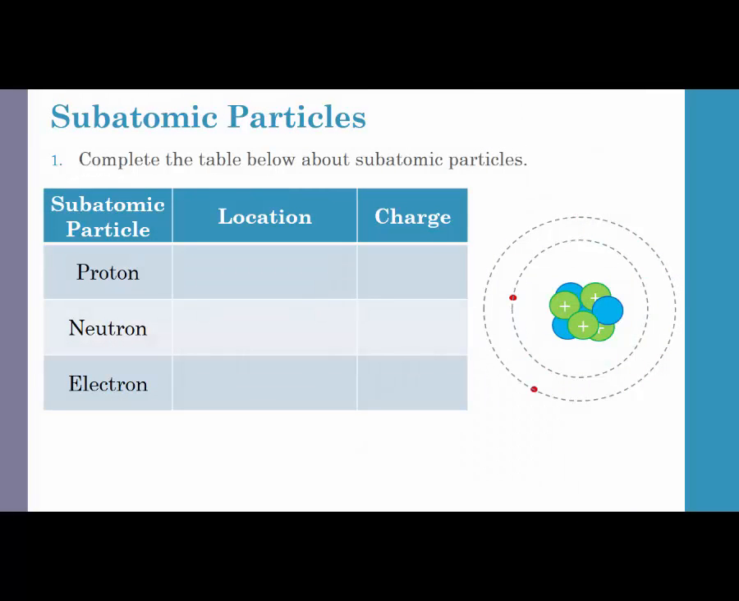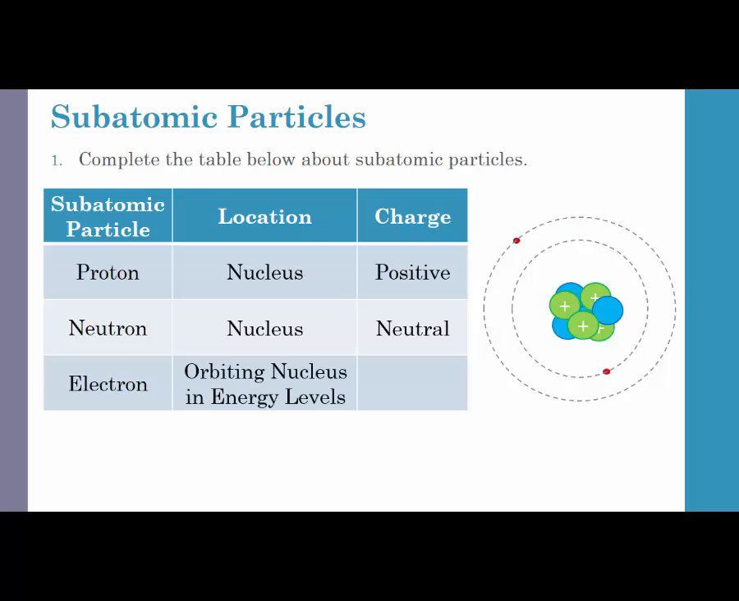First question is about subatomic particles. The subatomic particles that make up the atom are the proton, neutron, and electron. The proton and neutron are both found in the nucleus. The proton has a positive charge while the neutron has a neutral charge. The electrons are orbiting the nucleus in discrete energy levels, and those have a negative charge.